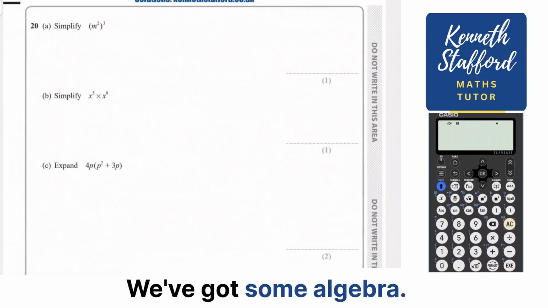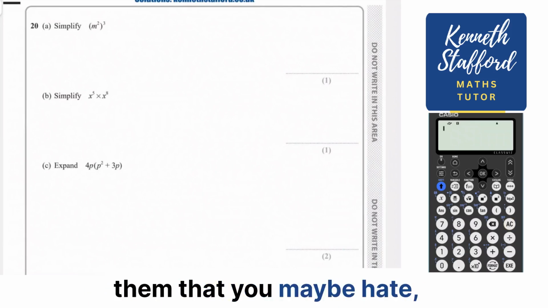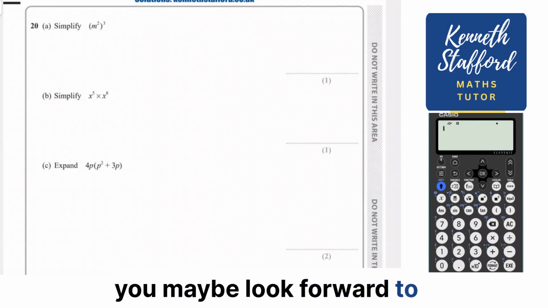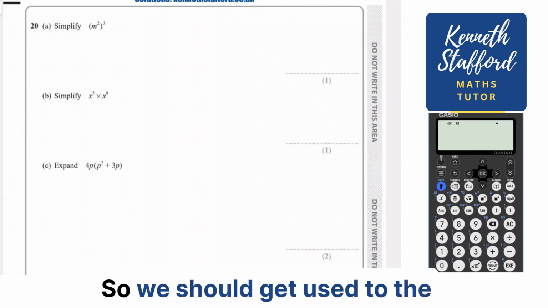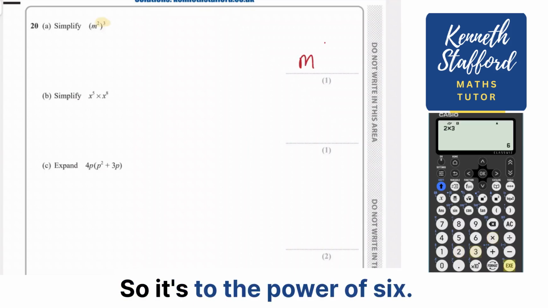Question 20, we've got some algebra. These are the kind of questions when you first start learning them that you maybe hate, but after enough times of doing them, you maybe look forward to, because you just learned the rules and these are easy marks. So we should get used to the fact that when there's brackets here, we times the 2 and the 3 together. 2 times 3 is 6, so it's m to the power of 6.